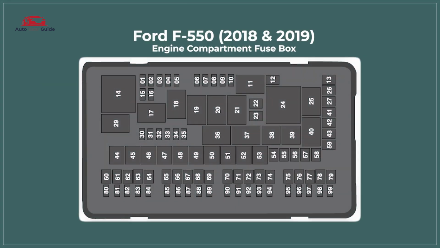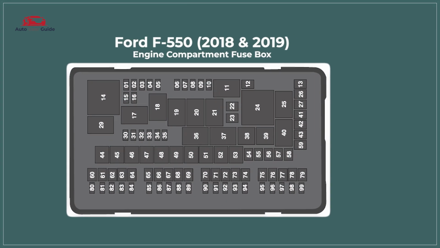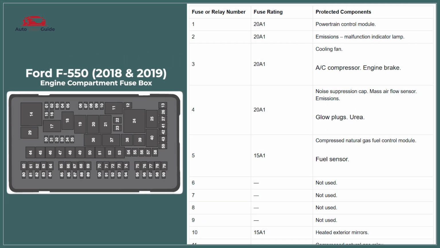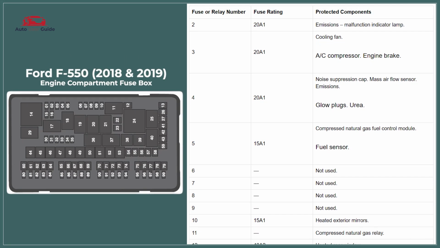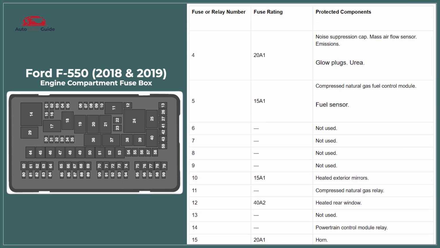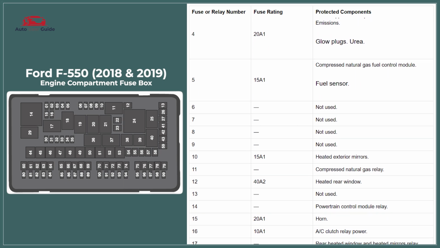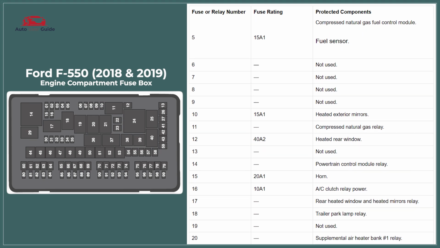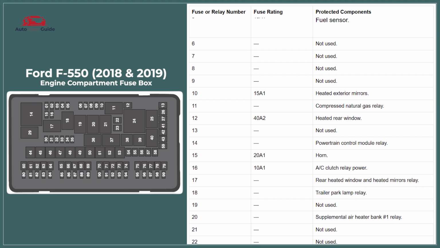The engine compartment fuse box in the 2018 and 2019 Ford F-550 provides protection and power distribution for critical engine and drivetrain components. It controls systems such as the ignition, fuel pump, cooling fans, and trailer tow circuits. Designed for durability, it handles high current loads, essential for vehicle performance and safety.